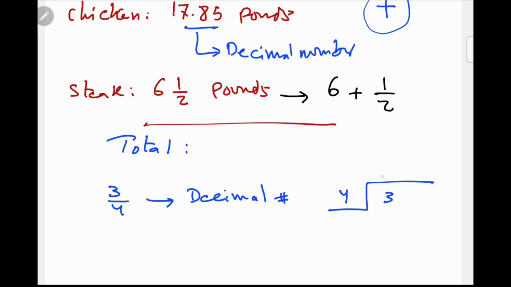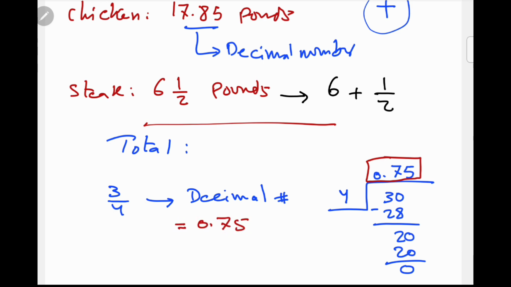So 3 divided by 4, you cannot do that. You add a 0, and then you add the decimal point. 30 divided by 4, how many 4s in 30? So we have 7. 7 times 4 is 28. Subtract, and you get 30 minus 28 is 2. 2 divided by 4, it cannot be done, so you add a 0. 20 divided by 4 is 5. 5 times 4 is 20, and the remainder is 0. So the answer is 0.75.